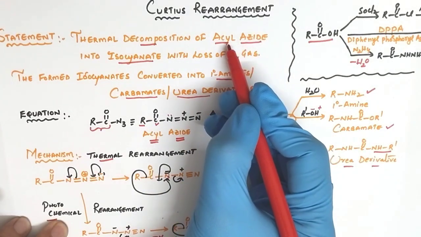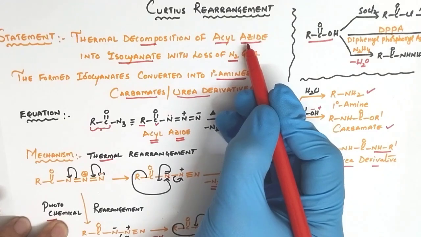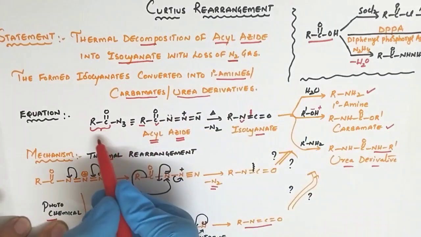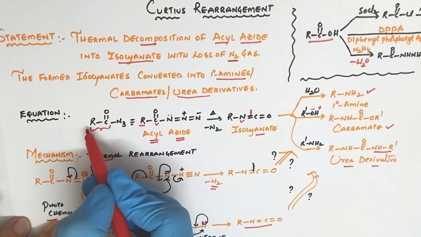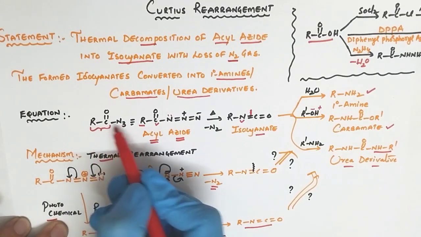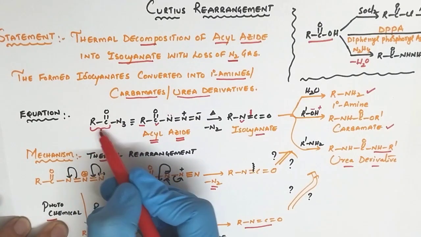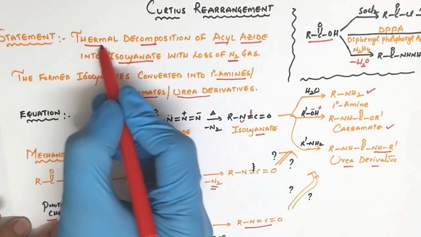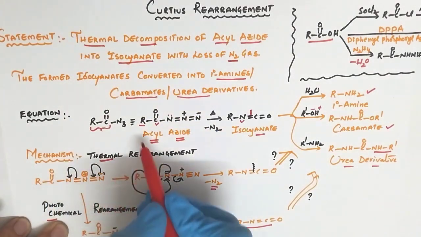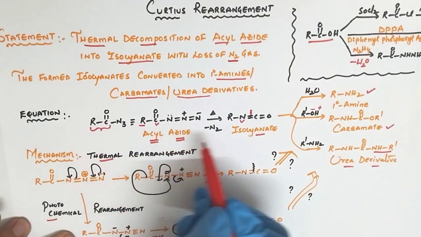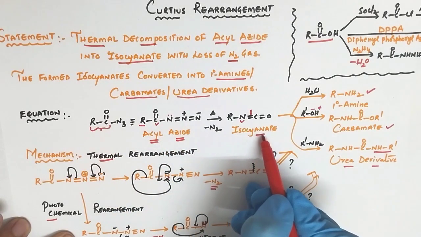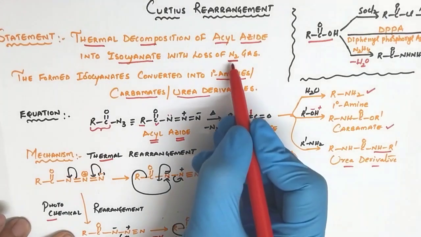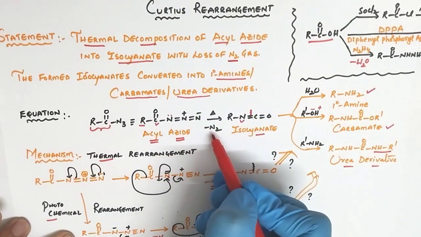What are the reactants? Acyl azide means N3, right? Acyl means RC double bond O. So the general formula is RC double bond O N3, acyl azide. This is subjected to decomposition under which condition? Thermal condition. It produces isocyanate, RN double bond C double bond O, with the loss of N2.